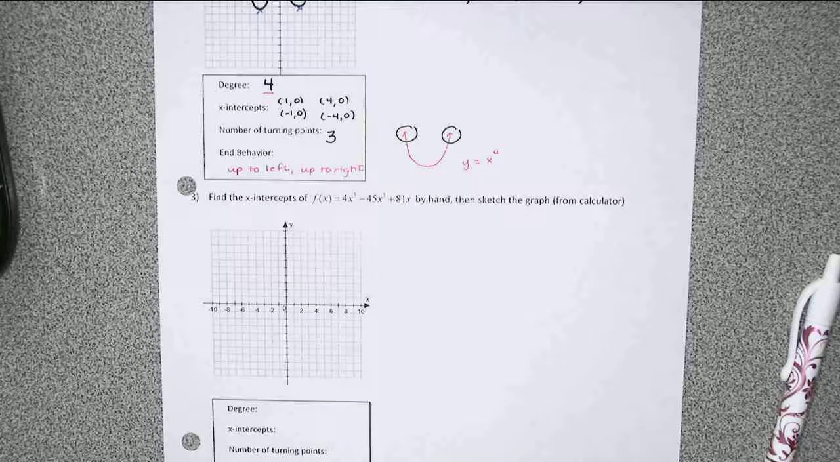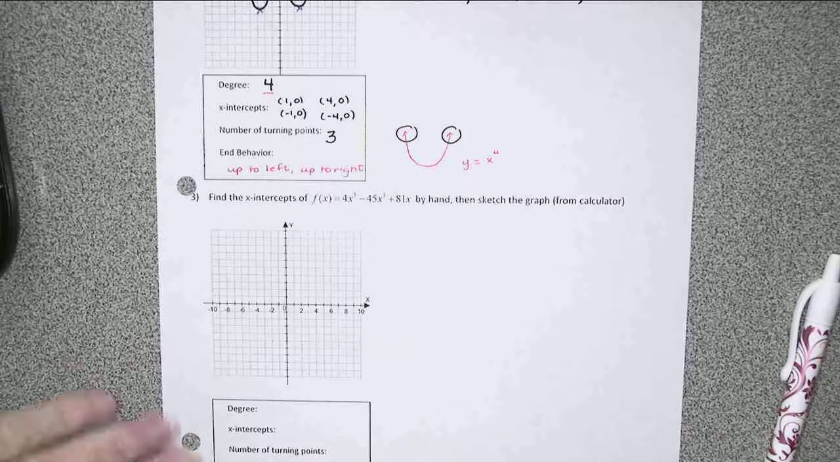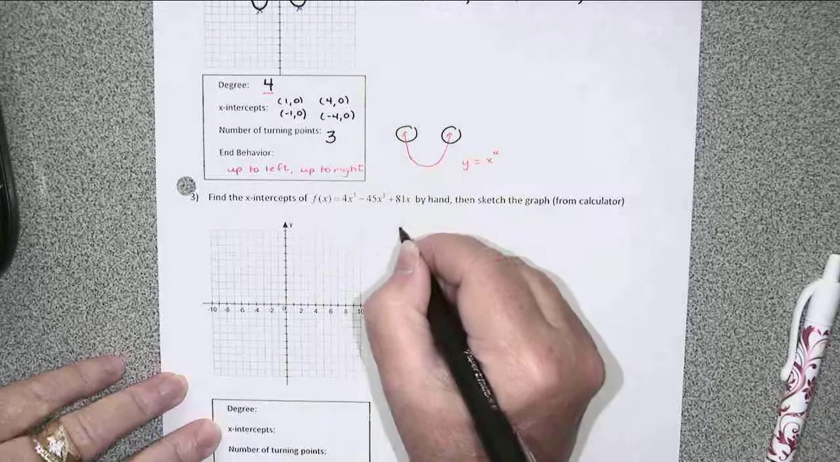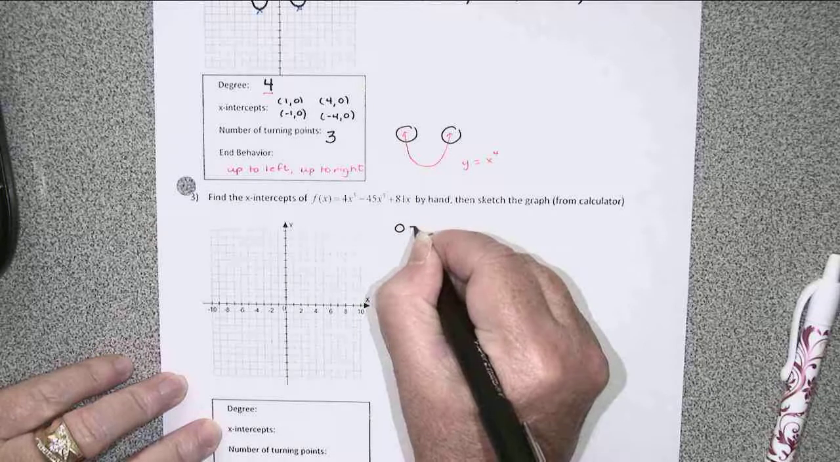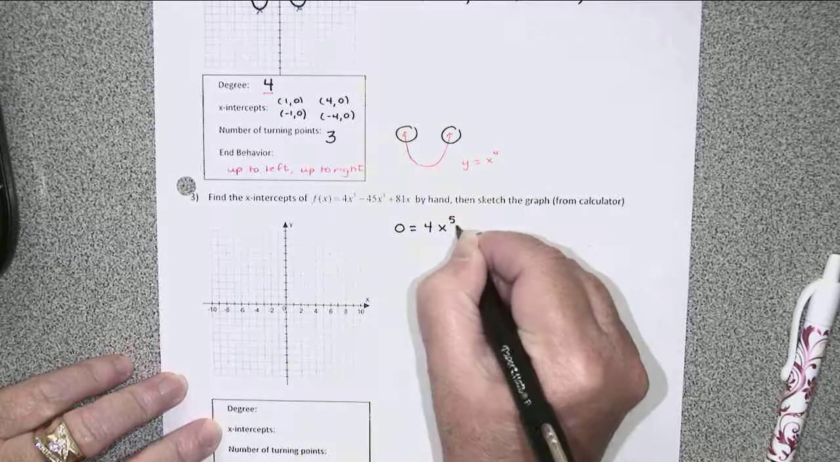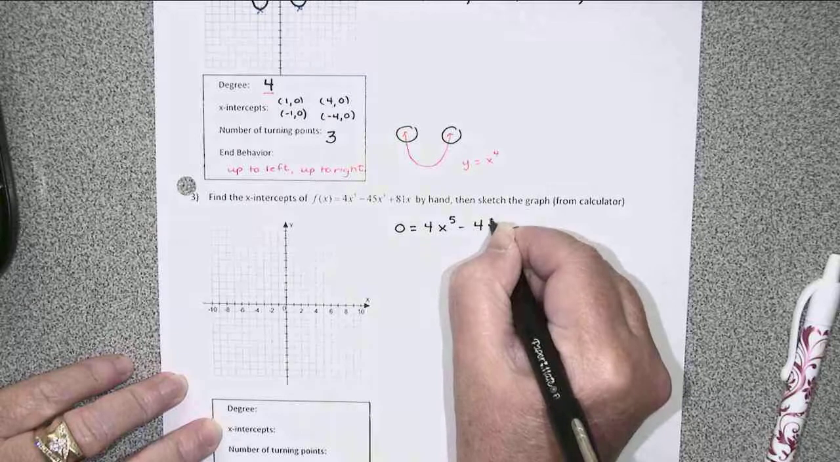All right, one more before we summarize. I've got a 5th degree polynomial this time. And once again, I want to start by getting the x-intercepts by hand. So I'll go ahead and say when y is 0, I get this equation. Oops, that's a 45.